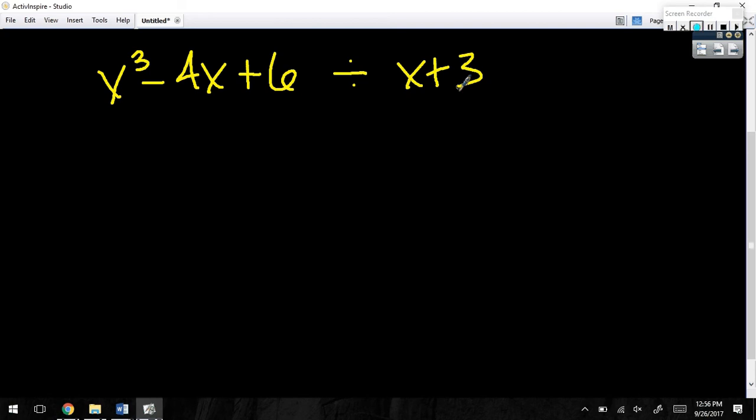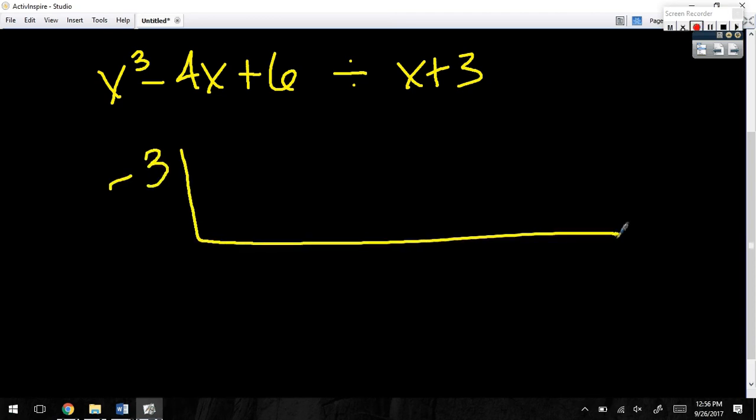Yes. So set it up. What goes on the outside? Negative 3. What goes on the inside? I hear 1. Oh, good job, somebody caught it. 1, 0, negative 4, 6. You need a placeholder, absolutely. Why? You definitely need a placeholder. There's no squared term there, and you've got to have that column in your answer.